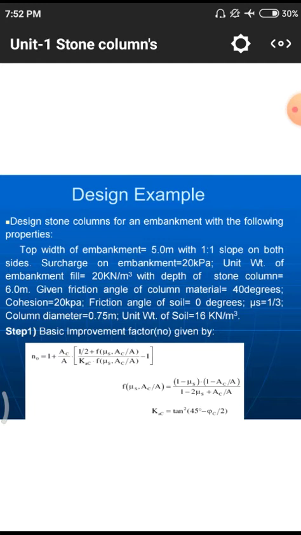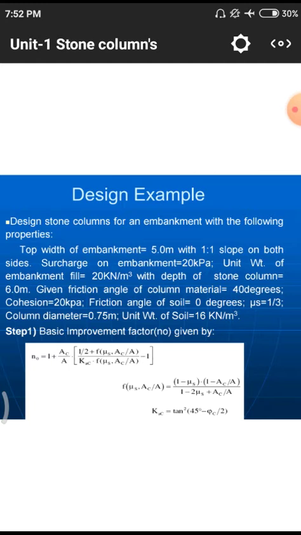First of all, the width of the embankment is given as 5 meters with 1:1 slope, means slope is equal on both sides, and the surcharge on the embankment is 20 kilopascals. Next, unit weight of embankment is 20 kilonewton per meter cubed, that means it is the density. The depth of the stone column is up to 6 meters, that means nearly 20 feet we need to dig.